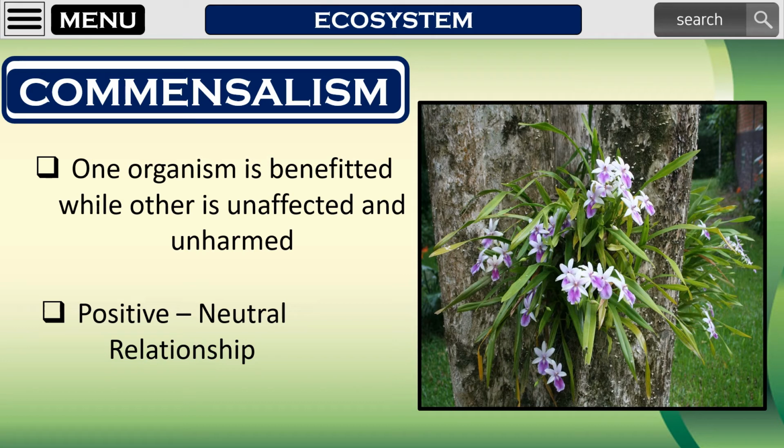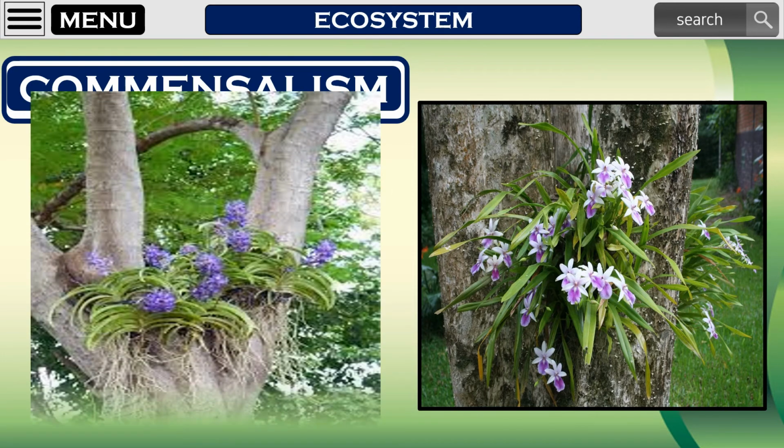An example of this is the interaction of an orchid plant and a tree. The orchid is attached to a tree without harming it. The tree provides a place for the orchid to live. It is also benefited by getting adequate sunlight. The orchid depends on the tree for mechanical support but not for the nutrients. Hence, the tree is not affected.